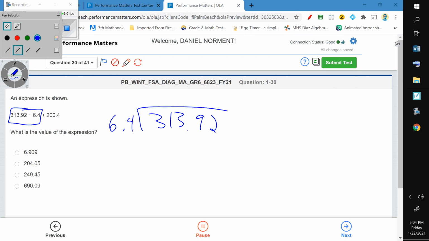Now, since there's a decimal in the number on the outside, I need to move it over once to the right. So this is going to go over once to the right. It's going to go right here. I'm going to put it right here before I forget. So I'm going to erase that. I'm going to erase that. And now I'm ready to work.